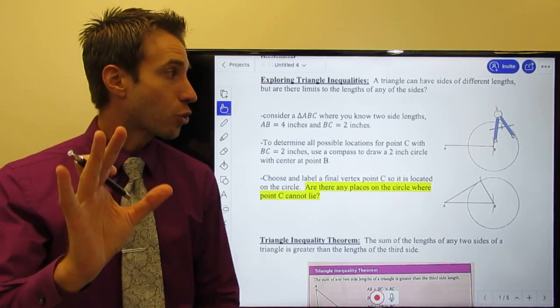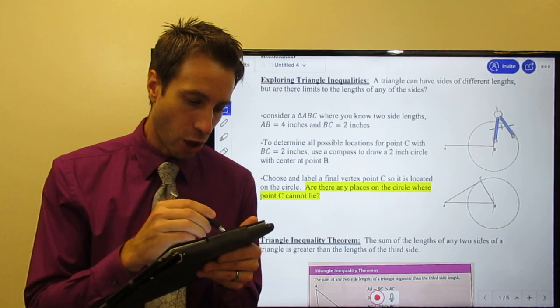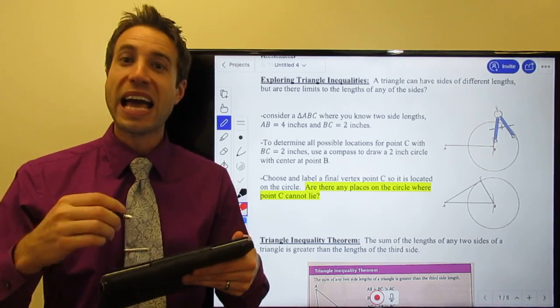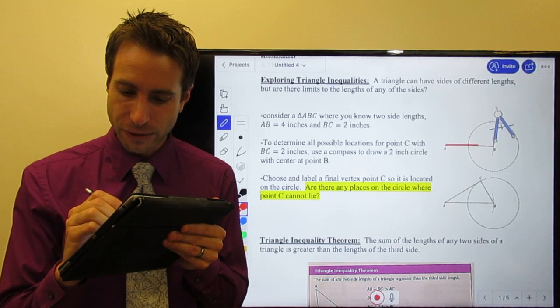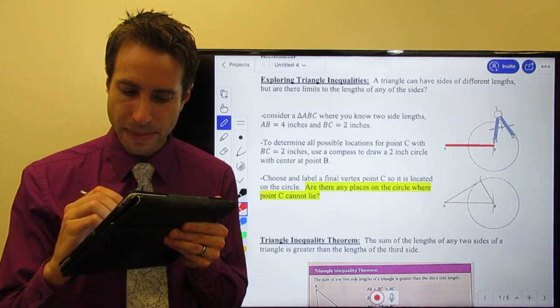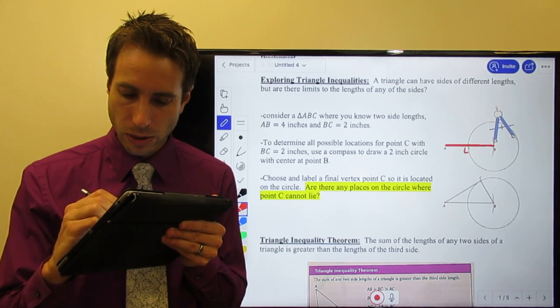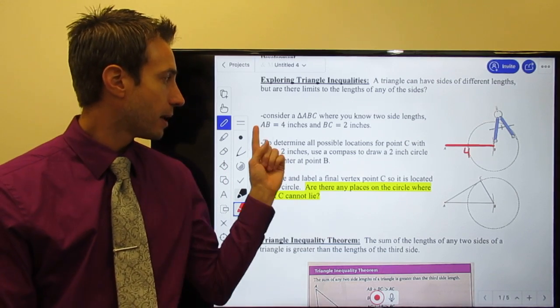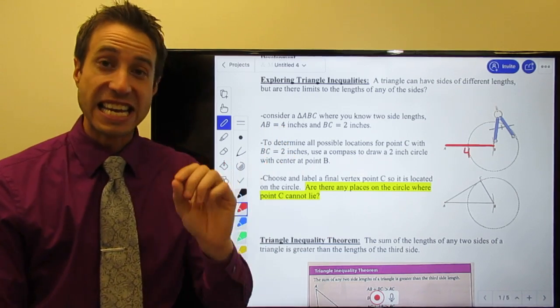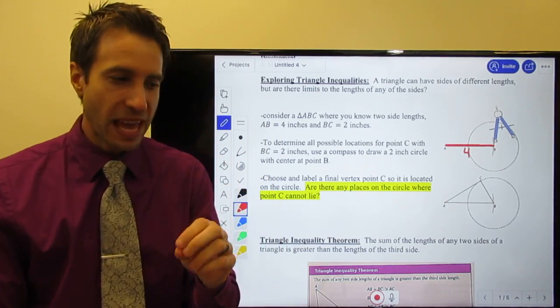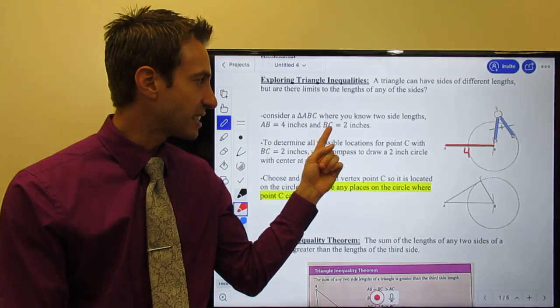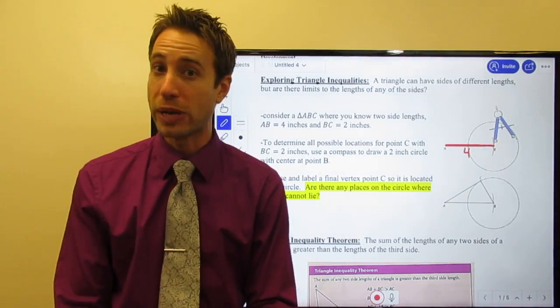Here's the way triangle inequalities are going to work. I have given you one side of a triangle right here, and I have told you that that length, AB, is equal to 4. Now we're going to get a second side of the triangle, and all I tell you is the second side of the triangle must be 2 inches.